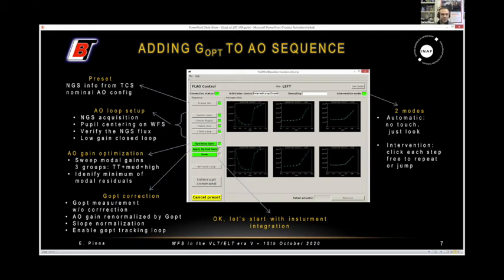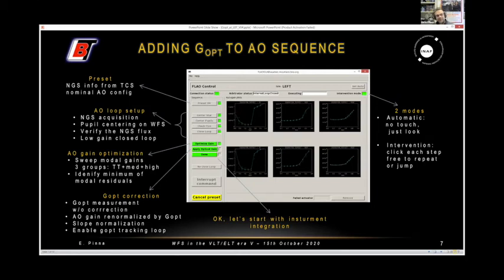We center the star, we center the pupil, we check the flux that we have on the wavefront sensor camera, and then in case we refine a bit the frequency of the loop and so on. And then we close our first loop with low gains.